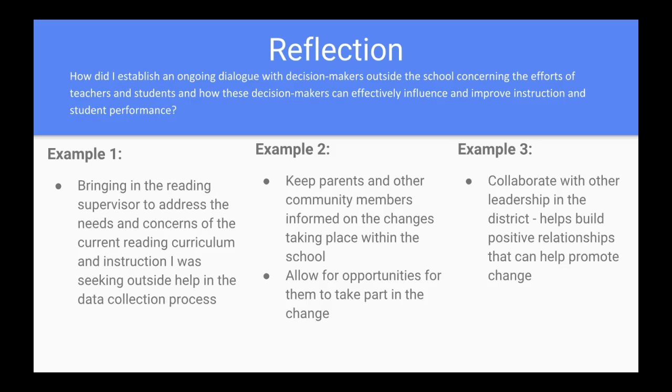Last, how did I establish an ongoing dialogue with the decision makers outside of the school concerning the efforts of the teachers and students, and how these decision makers can effectively influence the improvement of instruction and student performance? My first example was bringing in the reading supervisor from the district to address the concerns and needs that we have for the current reading curriculum. In doing this, I was seeking outside help in the data collection process and identifying the areas that we need to address. Second, I kept the parents and other community members informed on the changes that were taking place at our school. In doing this, I allow opportunities for them to also take part in the changes and be a part of that.